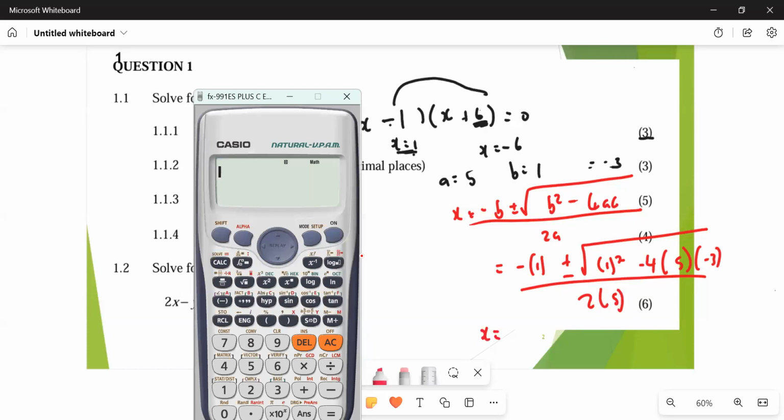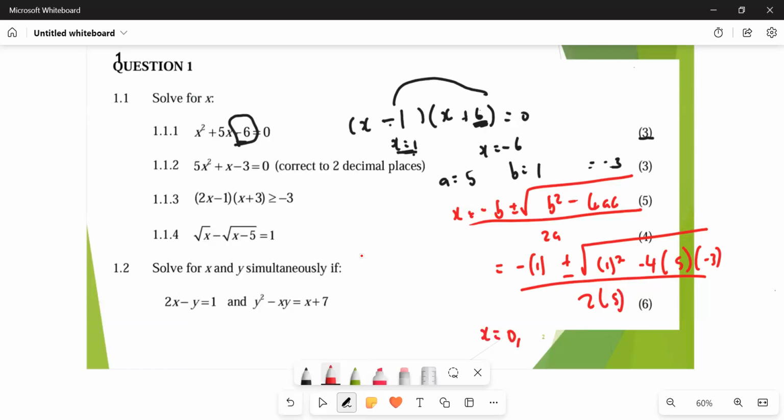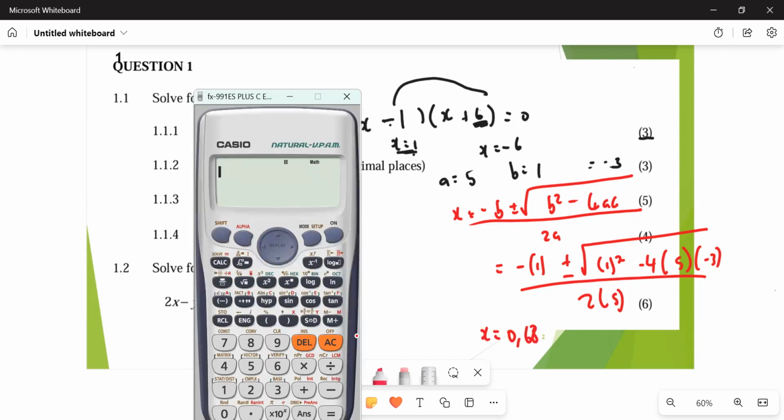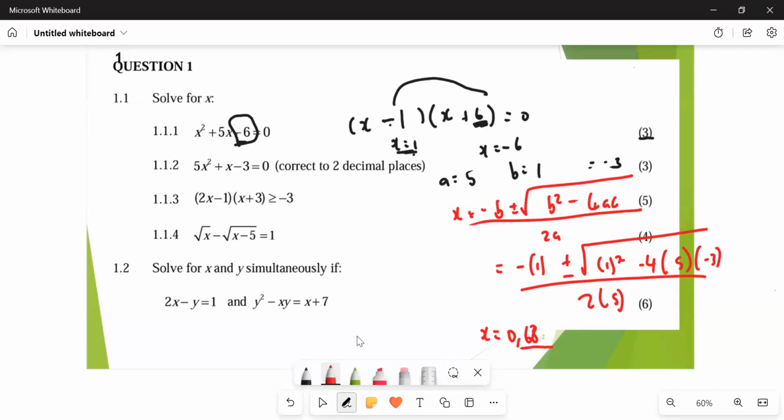You say you get 0.68. But I want to take this opportunity to remind each other, how do we put this into 2 decimal places so that we don't get it wrong?